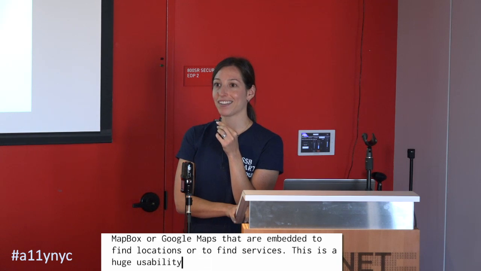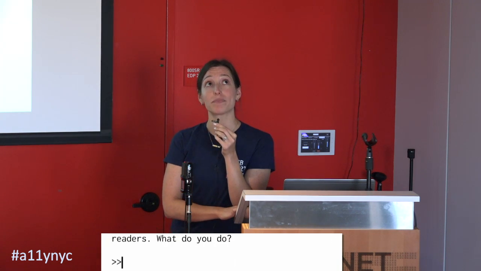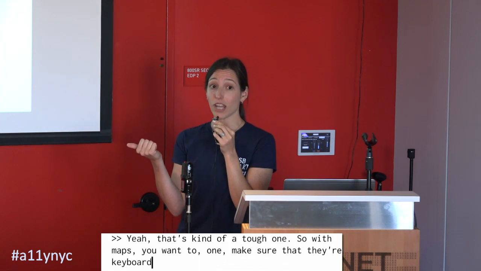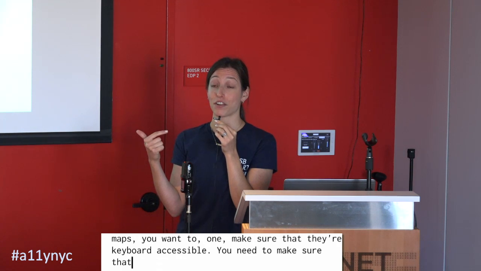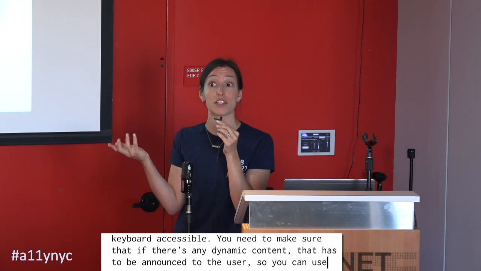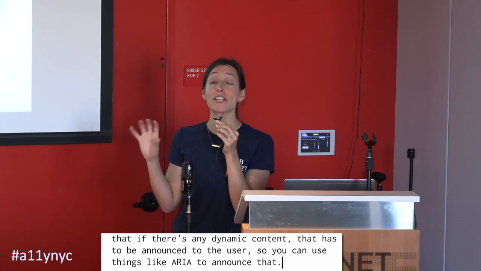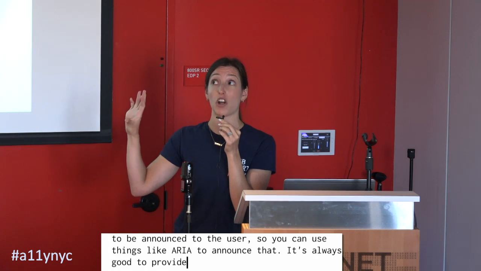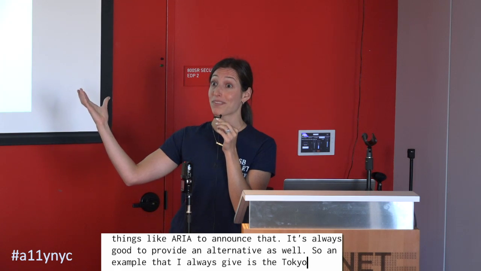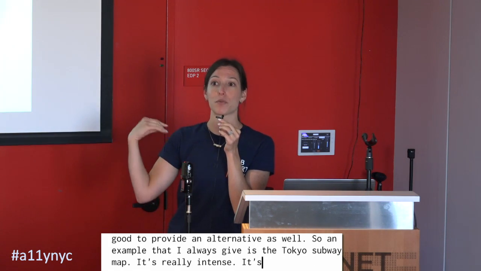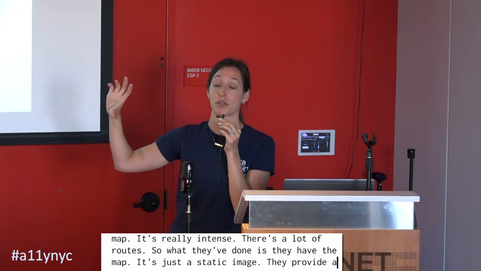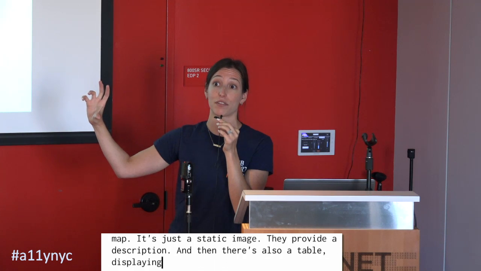What do you do? Yeah, that's kind of a tough one. With maps, you want to, one, make sure that they're keyboard accessible. You need to make sure that if there's any dynamic content, that has to be announced to the user, so you can use things like ARIA to announce that. It's always good to provide an alternative as well. An example that I always give is the Tokyo subway map. It's really intense. There's a lot of routes. So what they've done is they have the map, which is just a static image. They provide a description, and then there's also a table displaying the routes for those maps.